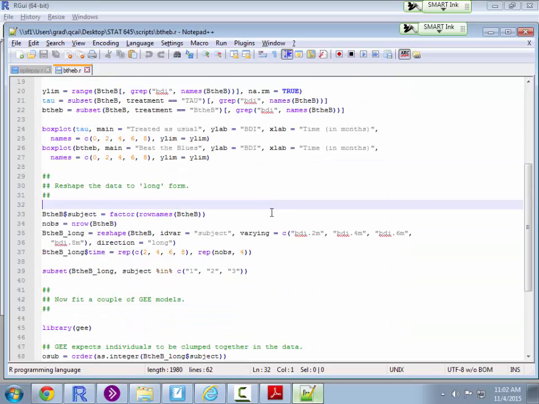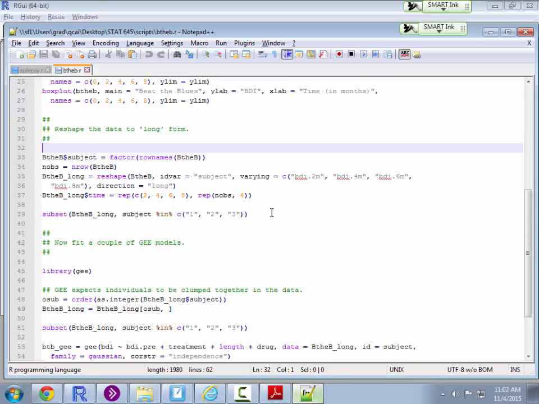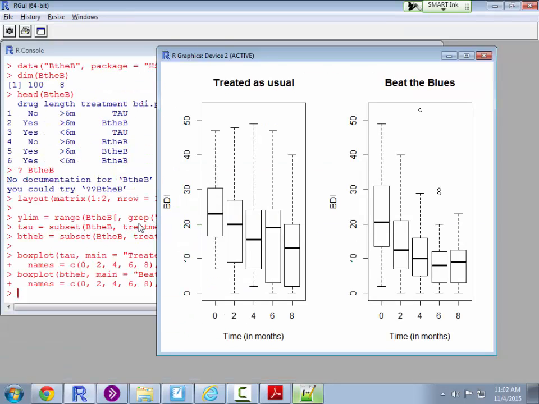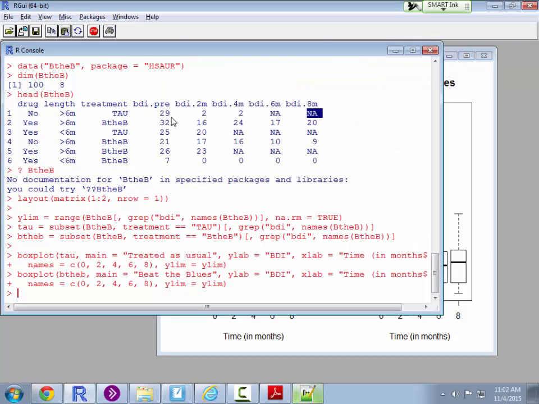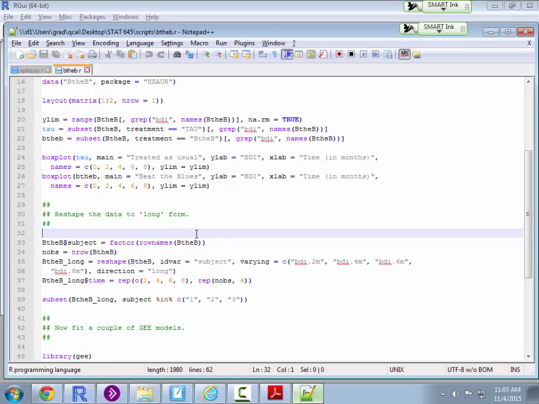Let's do GEE. To do GEE, the data are in wide format, one row per individual. In order to do GEE, I need it to be in long format. So I need one column containing all the response values, and then a column for identifying repeat measurements on the same individual. That's what GEE wants. So I'm going to reshape the data, and I did this in the Q&A last night too.